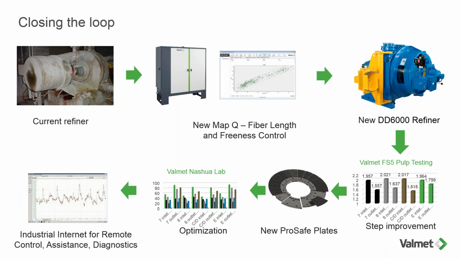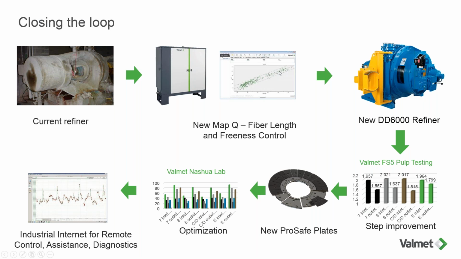This is the result of everything. So here I have closing the loop. Here's your starting point. You have an older refiner in operation. And what we want to do is take it to the next level. Instead of operating in amps, power controls, or specific energy, we want to go to the MAP queue and make sure that fiber length is optimized and that the freeness going into the paper machine is always the same, not variable, specific to each grade that you're manufacturing. That's a step improvement in and of itself.